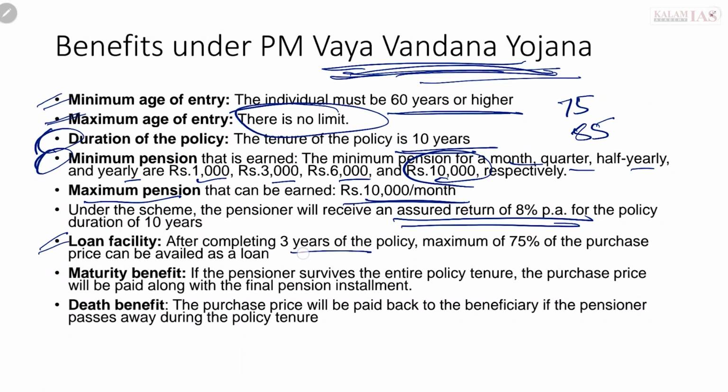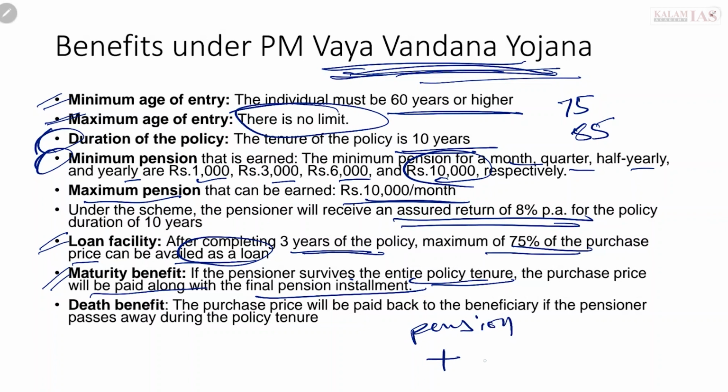There is also a loan facility that after completing 3 years of the policy, a maximum of 75% of the purchase price can be availed as a loan. So therefore, you can re-borrow whatever you have invested. There is a maturity benefit. If the pensioner survives the entire policy tenure, the purchase price will be paid along with the final pension installment. Okay, so it is not just pension but also the purchase price.